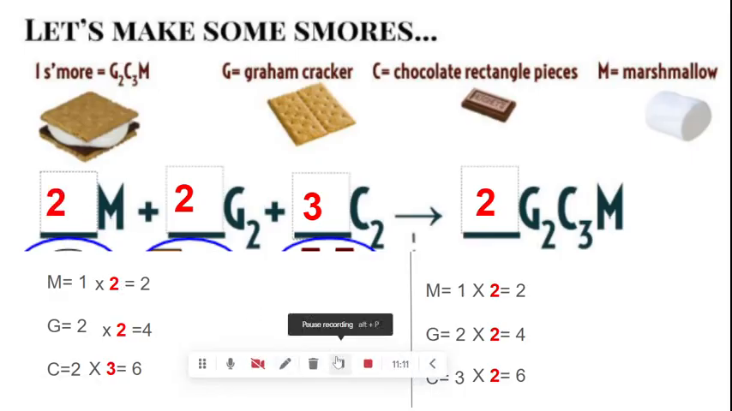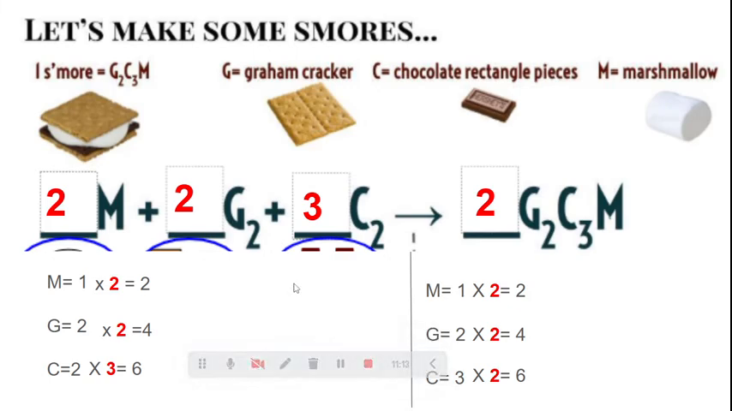So take a minute and look this over. All right, now let's see if all of my items are matched, okay, all my elements. So I have 2 marshmallows over here. Well, I got 2 marshmallows over here. Check. I've got 4 graham crackers over here, and I got 4 graham crackers over here. Check. They are balanced. I have 6 chocolate over here and 6 chocolate over here. Check. This is now a balanced equation. Everything on my reactant side and my product side are going to be balanced.